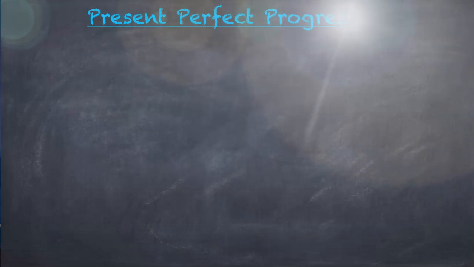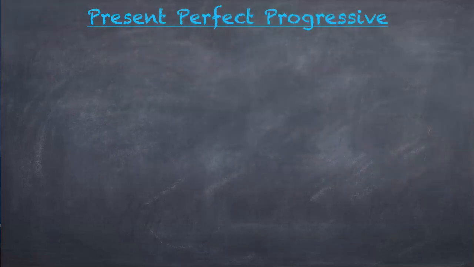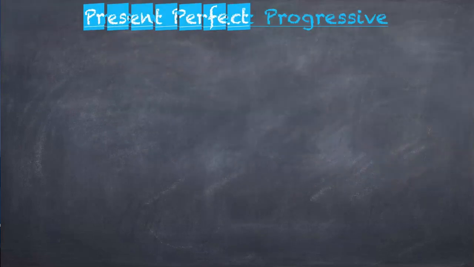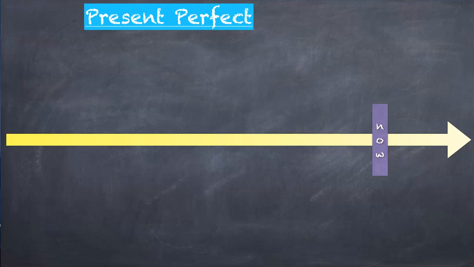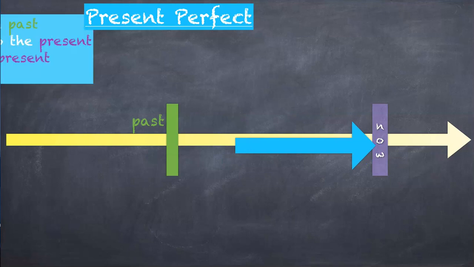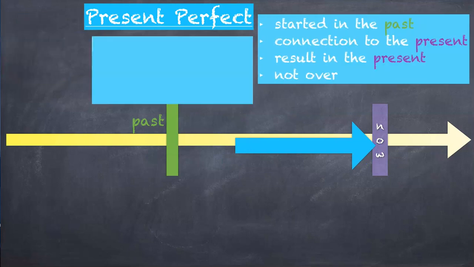Today we talk about the present perfect progressive. In order to explain the present perfect progressive, I would like to take a step back and talk about the present perfect first. So this is the time, and here we have now and the past. The present perfect is a tense you use when you have something that started in the past, which has a connection to the present, a result in the present, or an action which is not over.